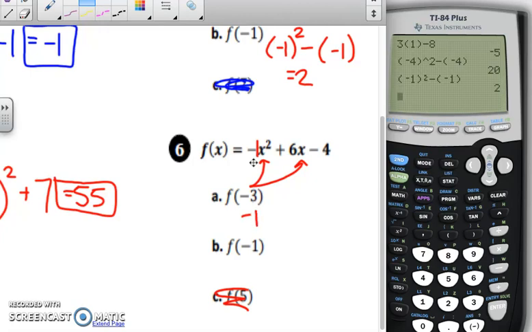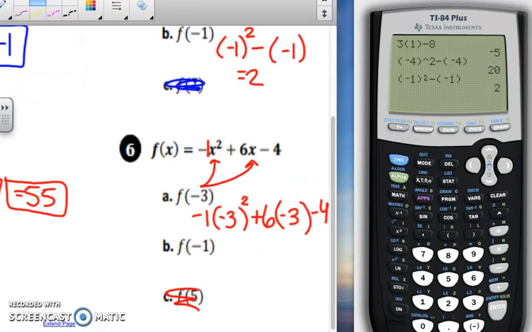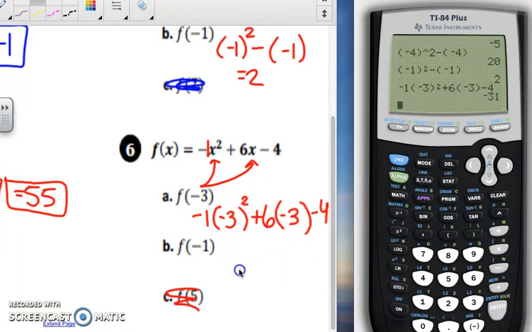So I would start off with -1, and then they want me to input my x value, which was -3. Then I would hit squared. Plus 6, again they want you to input the x value, which was a -3, and then subtract 4. Okay, so now we would have to type that in the calculator just how it looks. So you'd hit -1, parentheses, -3, parentheses, squared, plus 6, parentheses, -3, parentheses, subtract 4. So you should get -31.